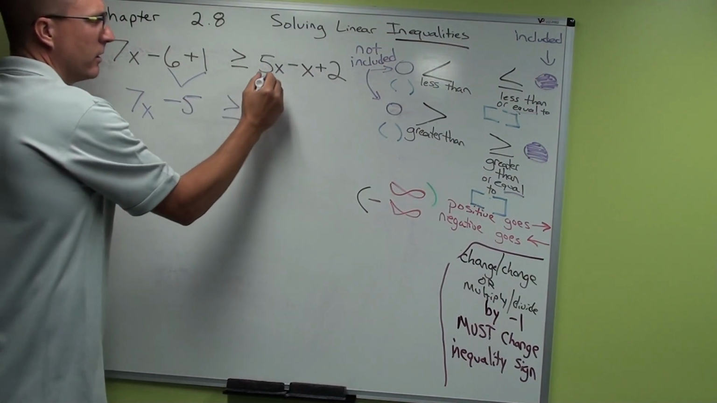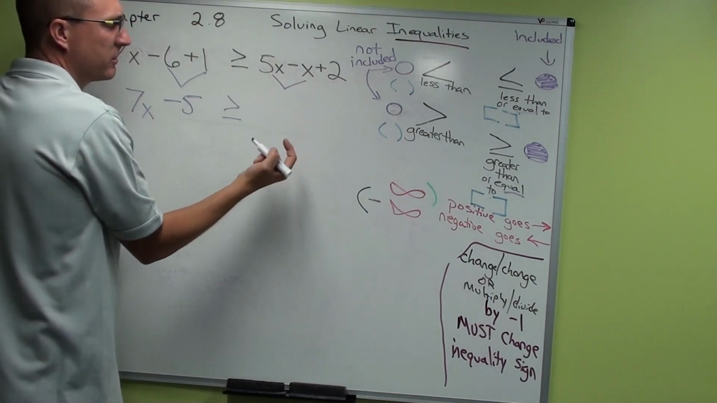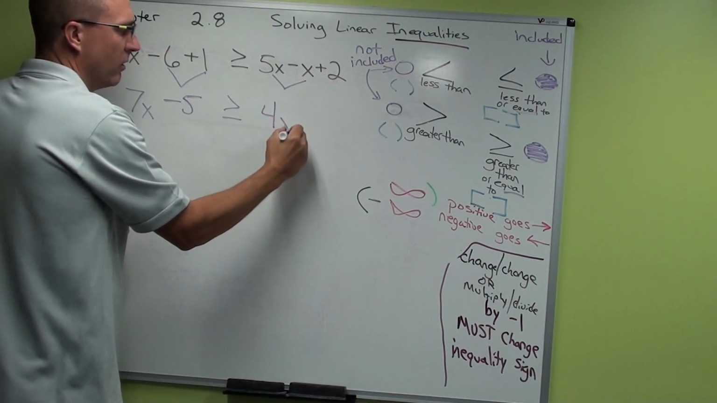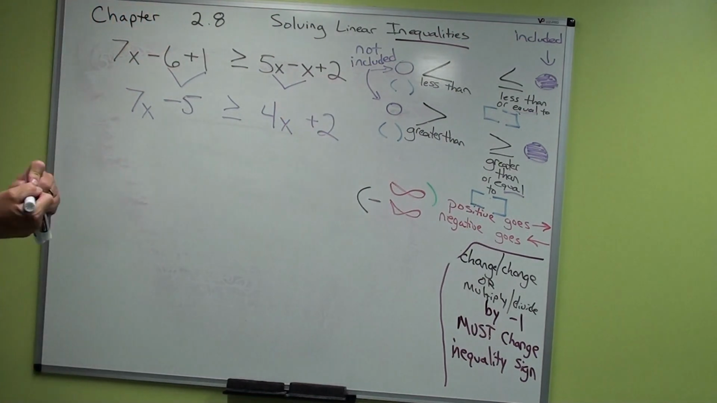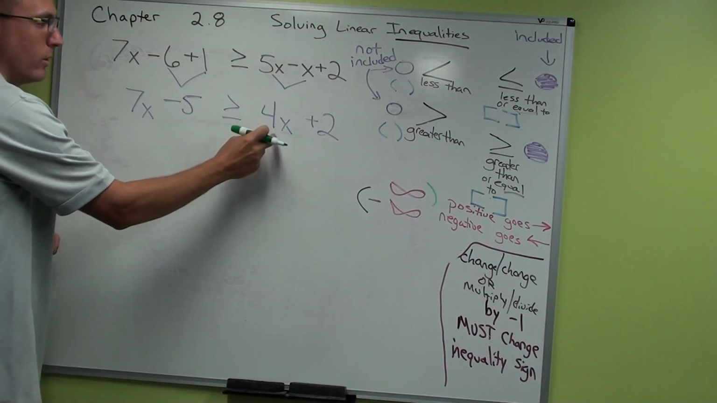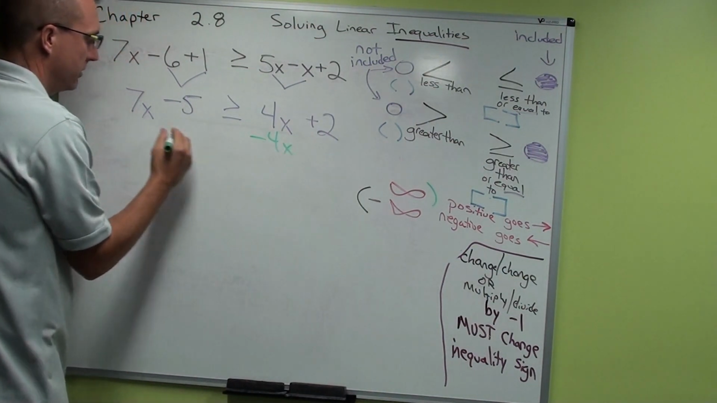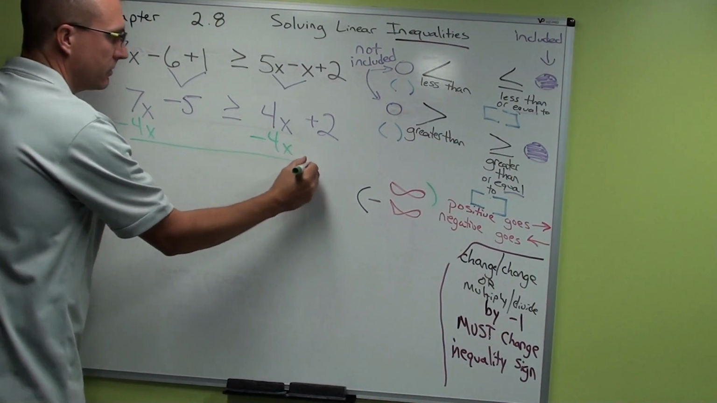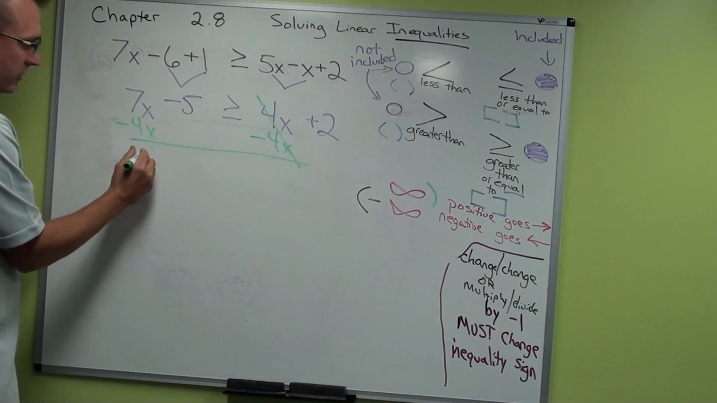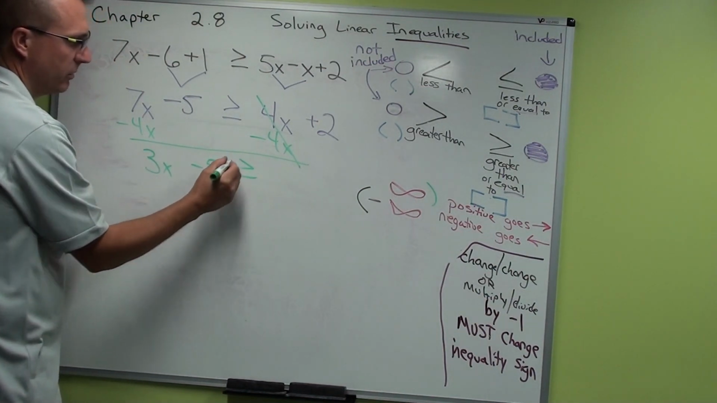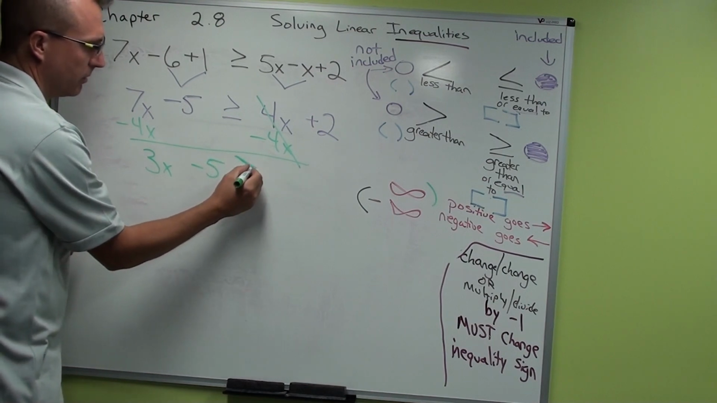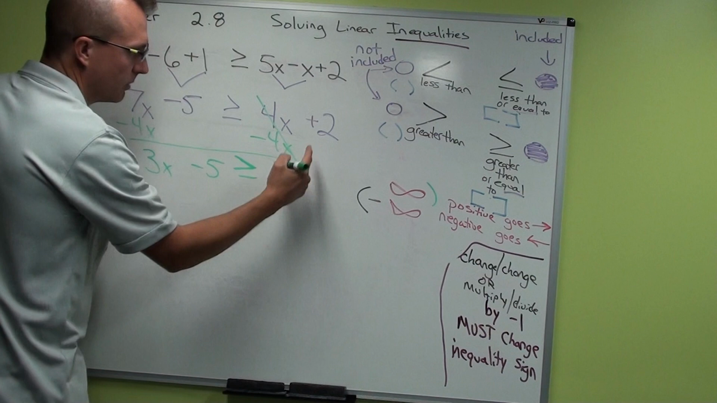Over here, 5x minus x. That'll give you a 4x plus 2. Bring that down. Now we're working with something that's a little more manageable. What x should we move? If you said 4x, good. Subtract 4x. Subtract 4x. Cross that out. This is going to be 3x minus 5 is greater than or equal to 2, or a positive 2.